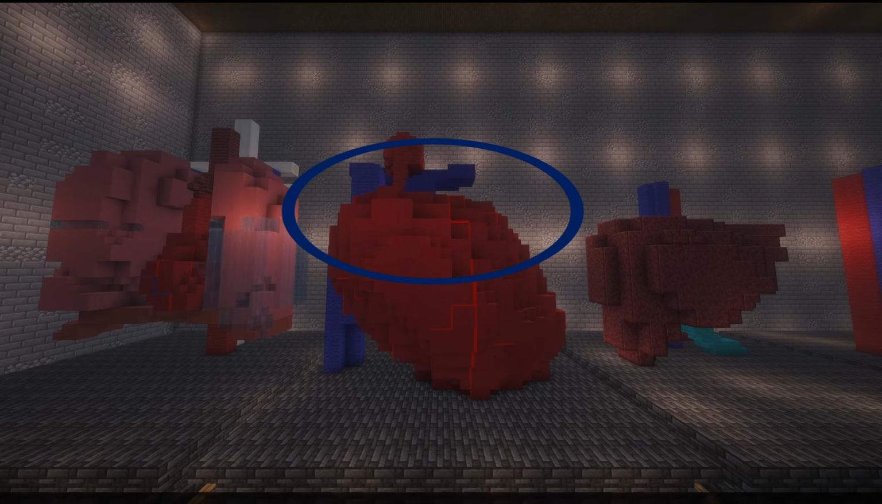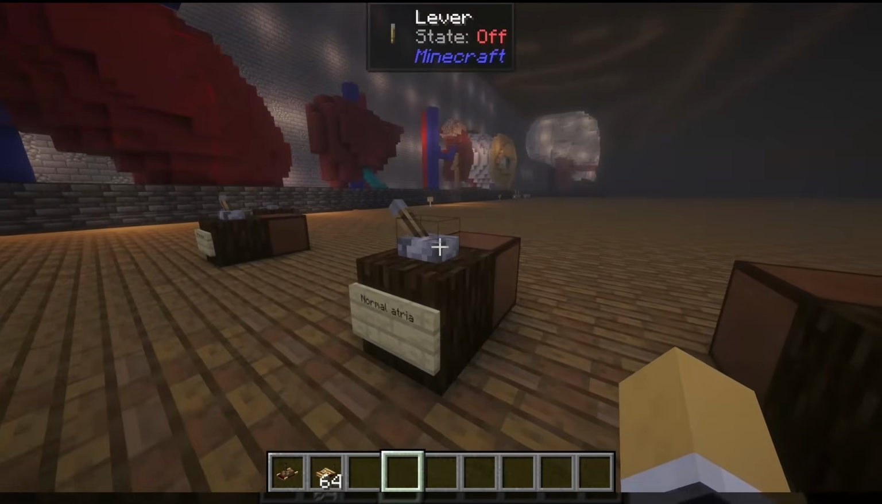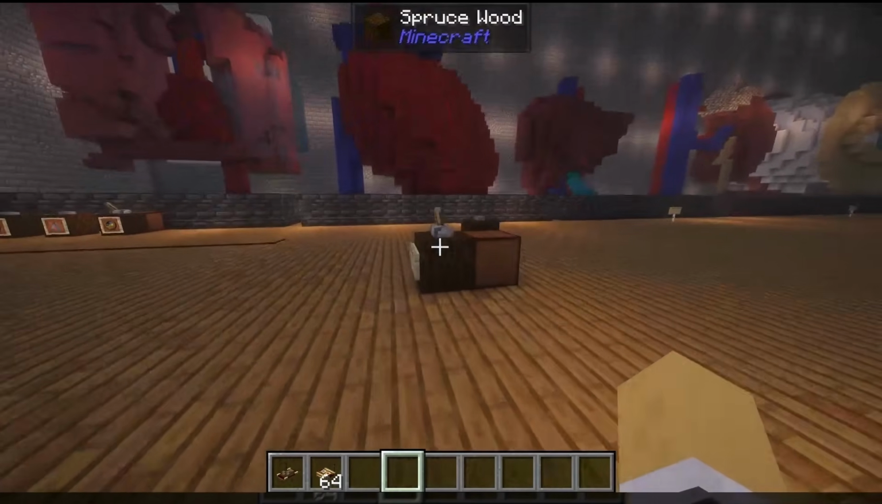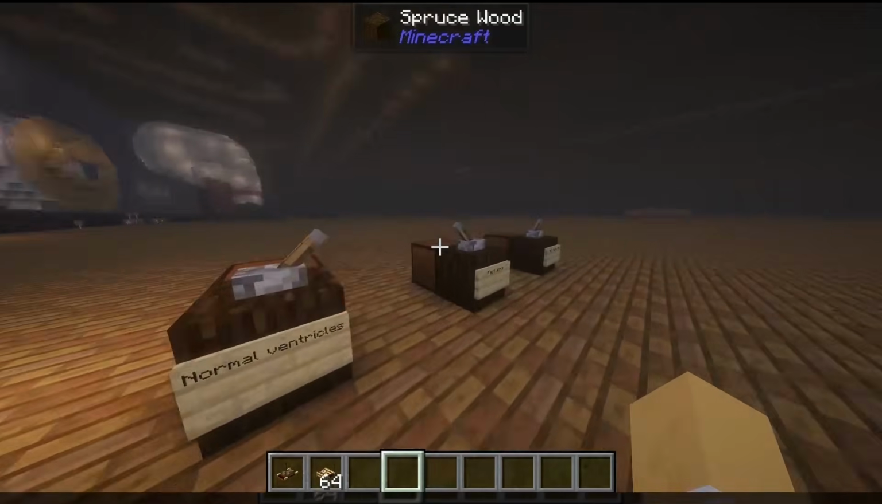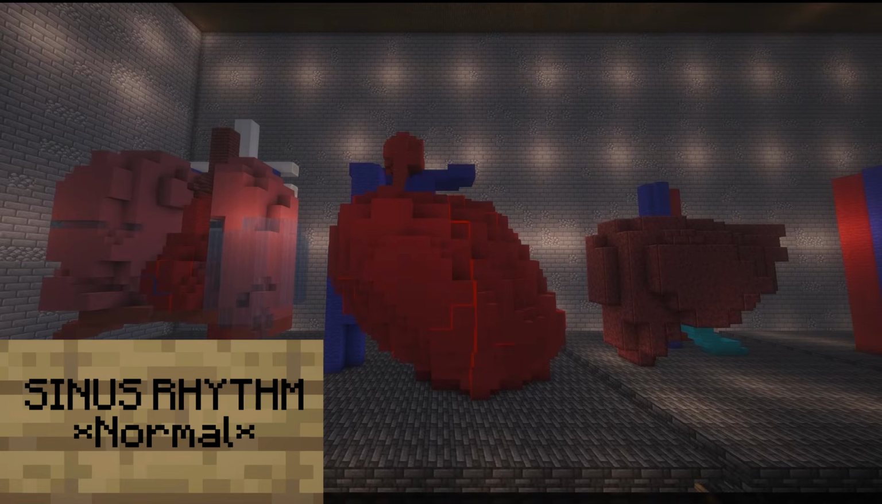It's got independently working atria and ventricles. By flicking a few levers, I can adjust their respective rates and depth of contraction. First up is sinus rhythm. This is the normal condition of the heart.